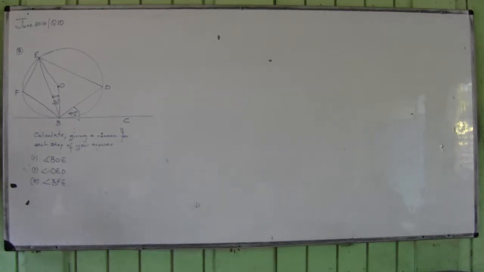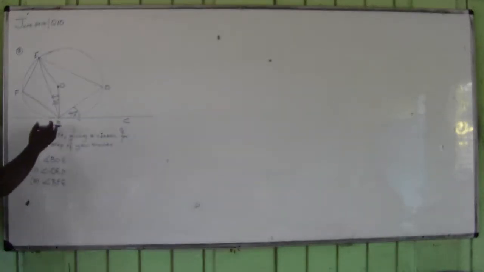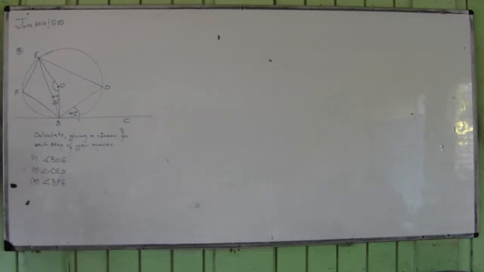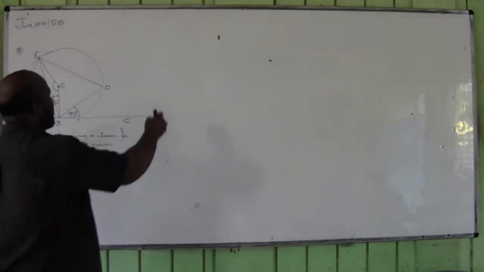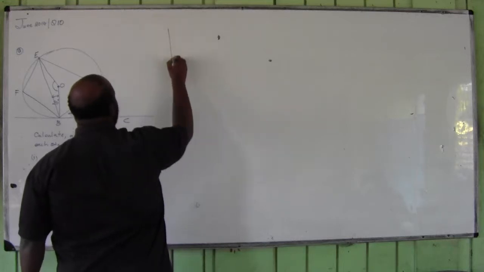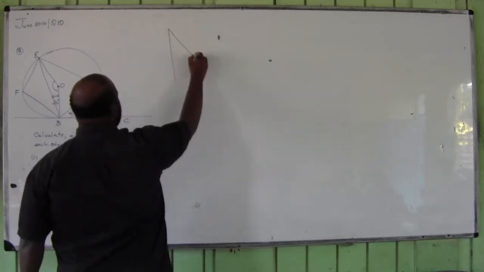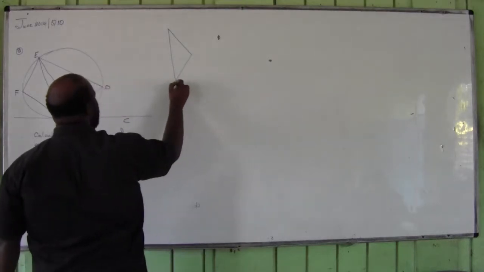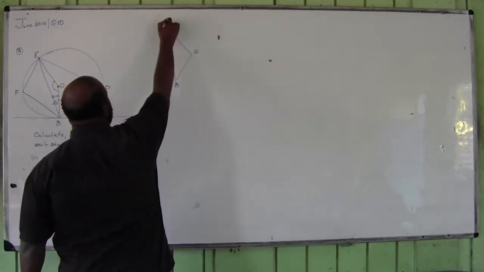So let's identify the angle that we want to find. It is angle BOE. This is the angle I want us to find. I'm going to try to take out that triangle because it's sort of becoming a bit squeezed up right here. So let us say it's something like this. This is B, this is O, and this is E.